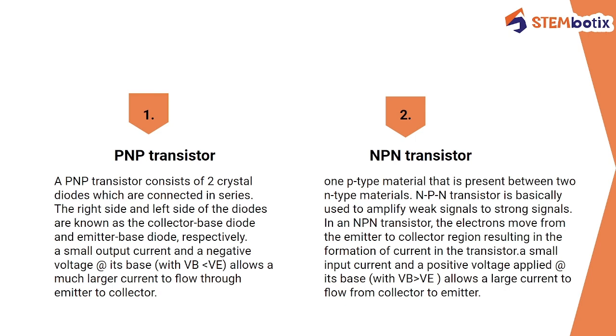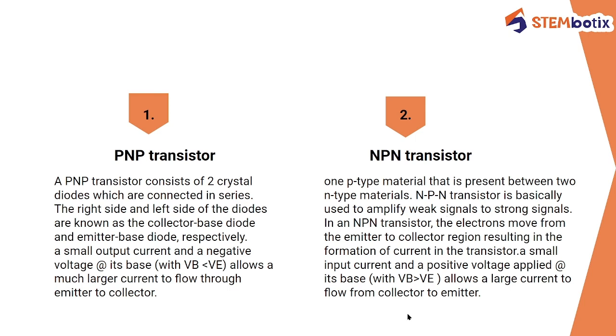In PNP, as the name says, there are two P type semiconductors, and in between them there is a thin layer of N type semiconductor. While in an NPN transistor, one P type material is present between two N type materials. Now this NPN transistor is basically used to amplify weak signals to strong signals.